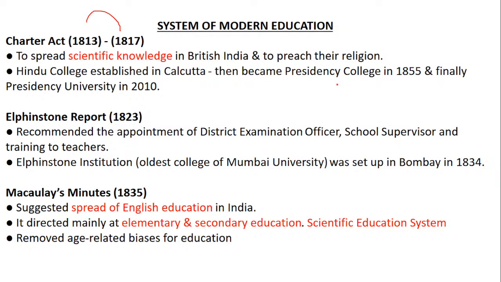Then coming next is your Elphinstone Report. The year of the Elphinstone Report is 1823. All are in order so that it becomes easier for you to remember. So what was the special feature of this Elphinstone Report? District Examination Officer. Please remember this designation very well. It can come in the form of the officer.